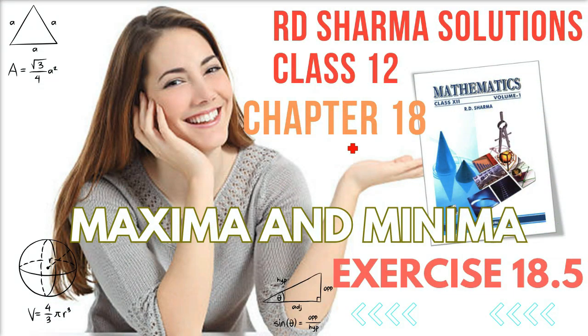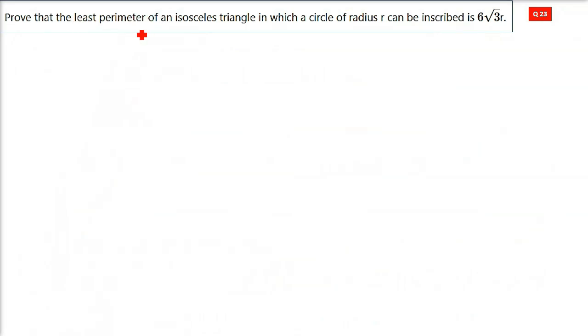This is R.D. Sharma solution, class 12, chapter 18, Maxima and Minima, exercise 18.5. Prove that the least perimeter of an isosceles triangle in which a circle of radius r can be inscribed is 6√3 r.